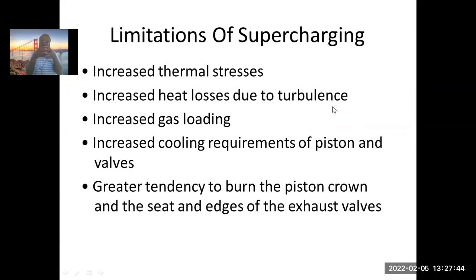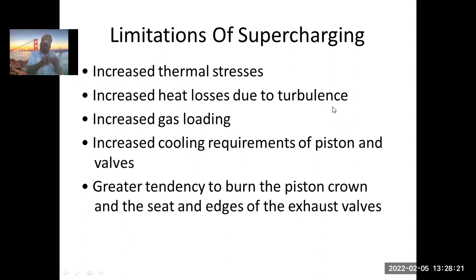When there is more bombardment of the molecules on each other, there will be more heat transfer. So the number of molecules bombarding on the wall of the cylinder will also increase. Correct? And every molecule, when impacting on the cylinder wall, transfers some amount of heat to it. Since more molecules are now bombarding, there will be more heat transfer. And why is this happening? Because of supercharging, there is more bombarding of the molecules.